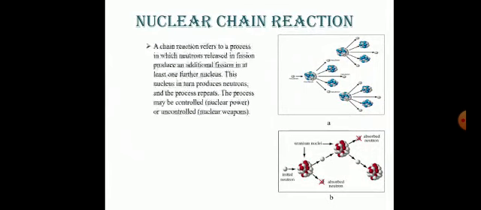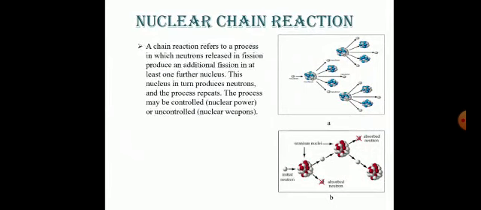Nuclear chain reaction. A chain reaction refers to a process in which the neutrons released in the fission produce an additional fission in at least one further nucleus. This nucleus in turn produces neutrons and the process repeats. This process may be controlled or uncontrolled.